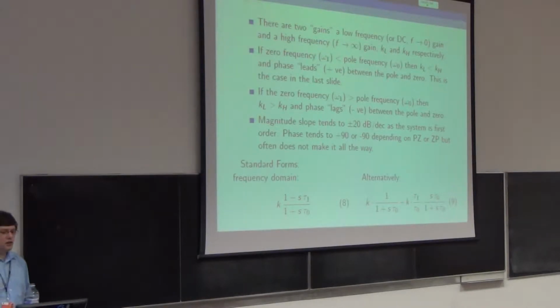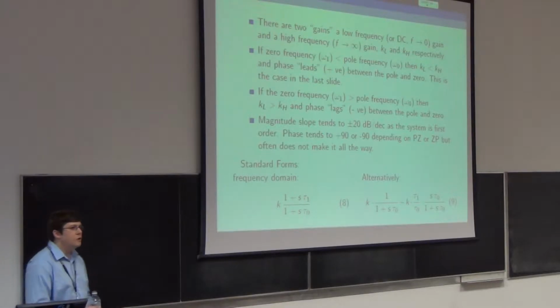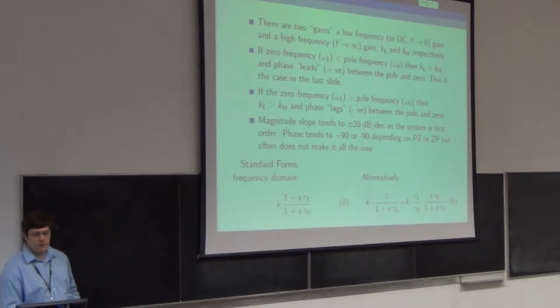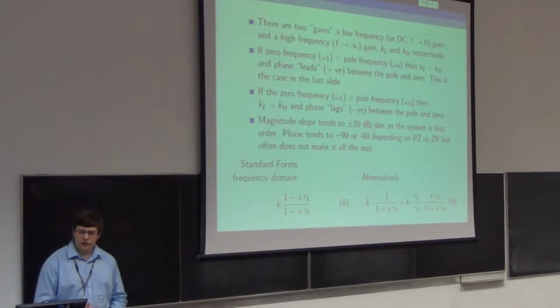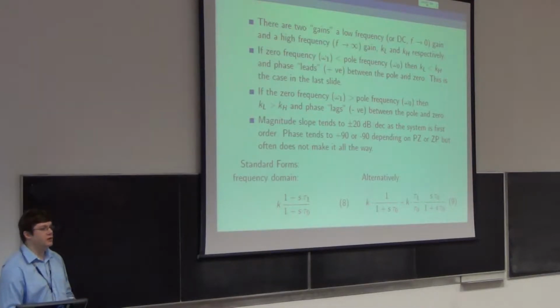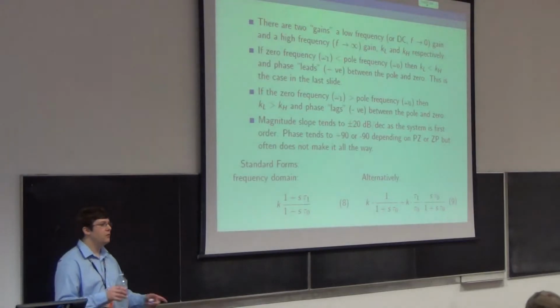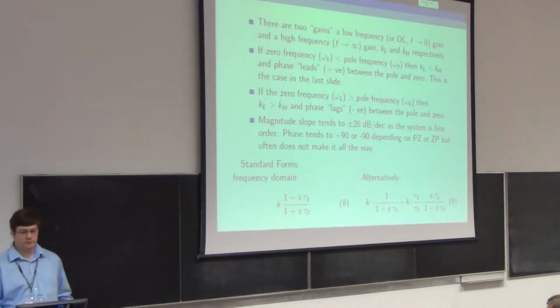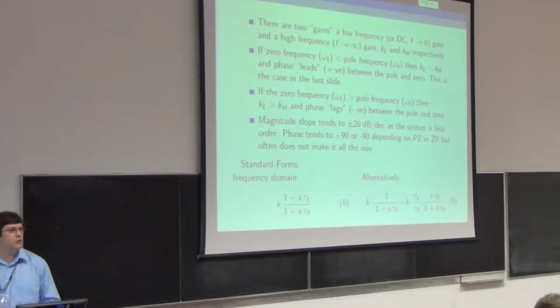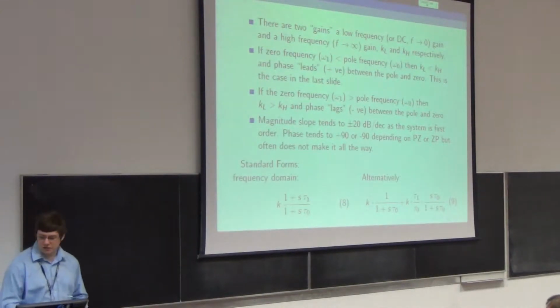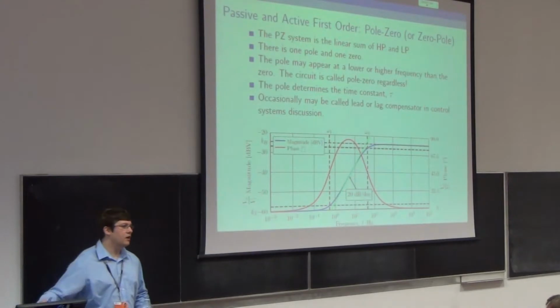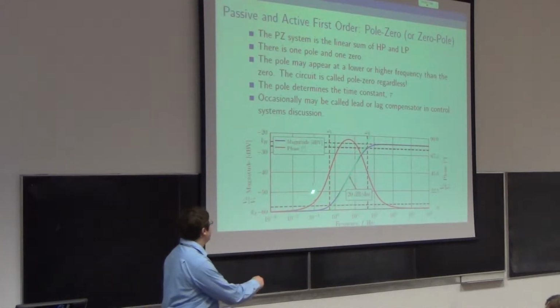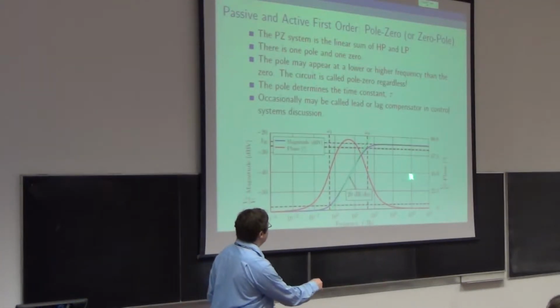So the magnitude slope will always tend to either plus or minus 20 dB per decade because the system is first order. And the phase will always tend towards plus or minus 90 degrees depending on the pole 0 or 0 pole ordering. But we will still call the circuit pole 0, irrespective. Generally speaking, it will not make it all the way. That's to say, you will almost always have a situation where you never see it get to 90 and then come back down again.